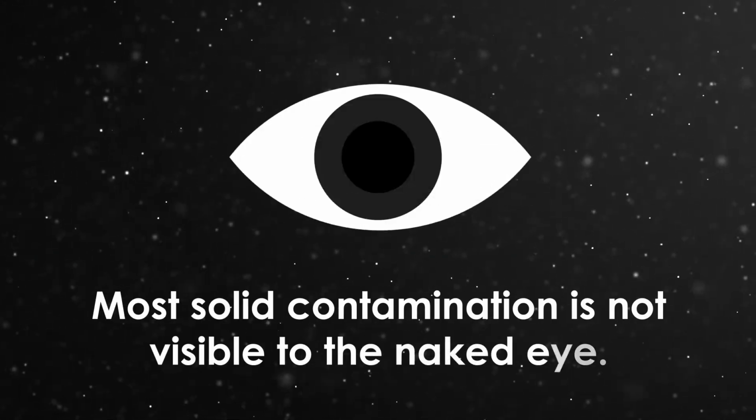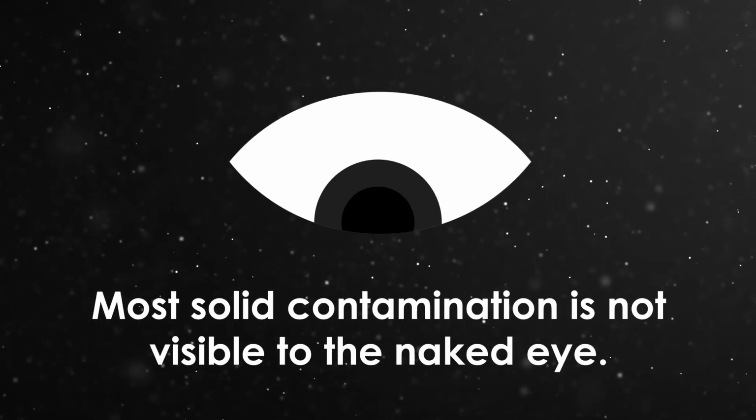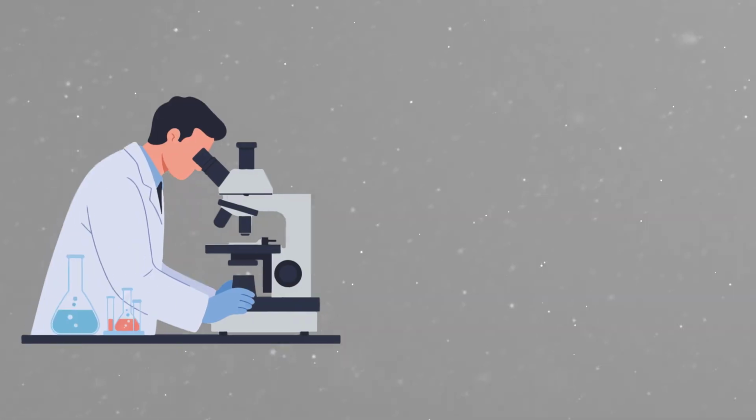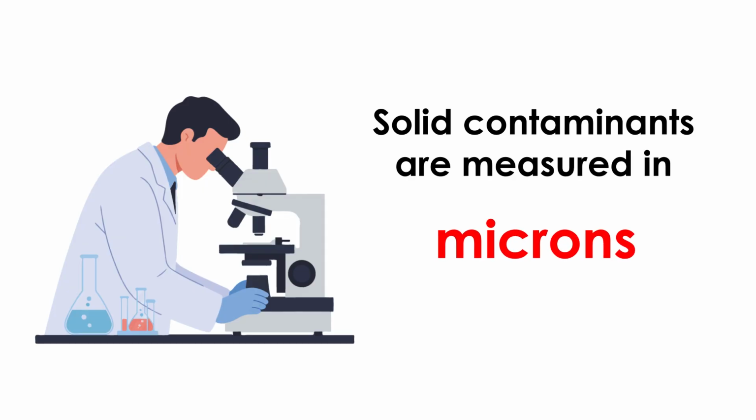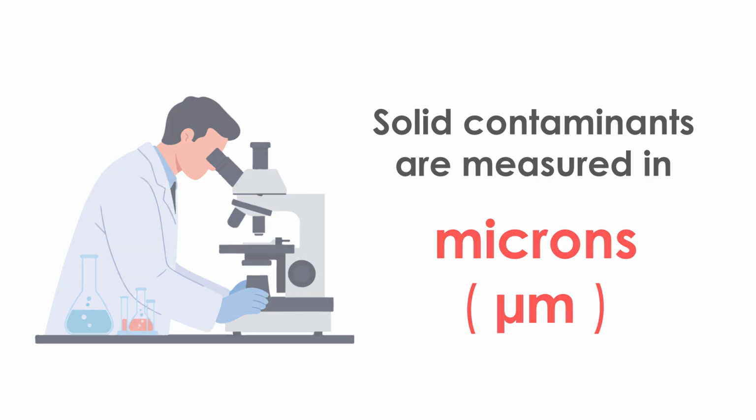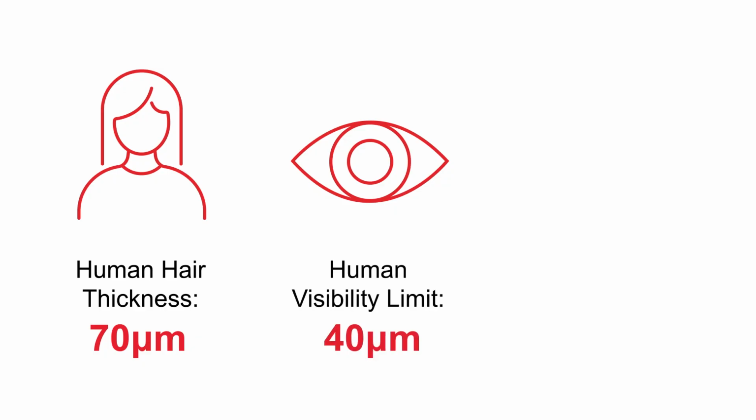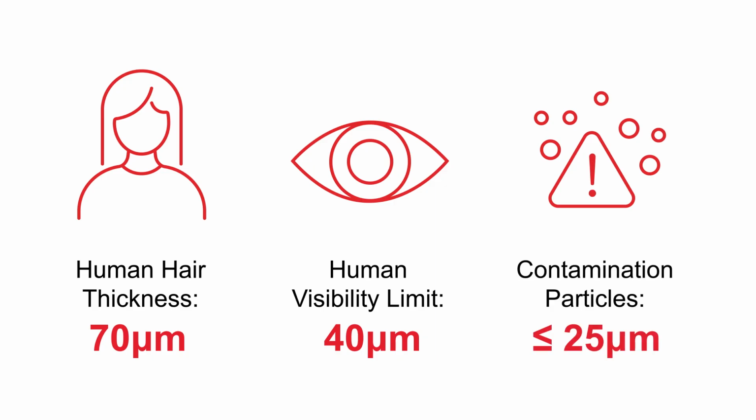The majority of solid contamination particles are typically smaller than you can see with the naked eye. Solid contamination is measured in microns, a unit of measurement used on the microscopic level. To put microns into better perspective, a human hair is roughly 70 microns thick. 40 microns is referred to as the visibility limit. This means that anything below 40 microns can't be seen by the human eye without the help of a microscope. The harmful solid contamination we expect to see in hydraulic fluid and diesel fuel tends to be 25 microns and below.